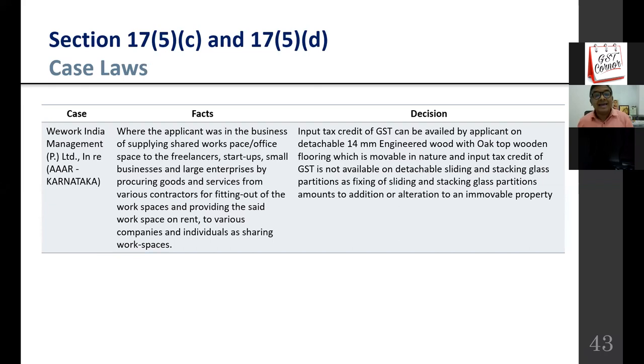Similarly, in the case of WeWork, which was a shared office wherein many startups come together and work together, the judgment is that whatever detachable furniture they have used there, the materials for making the detachable furniture, are movable in nature, because they can go from one premises to another, as they're in the business of giving shared offices. So they may shift their offices quite often. Since these are detachable and changeable from one place to another, they can be treated as not a part of immovable property and ITC can be allowed.